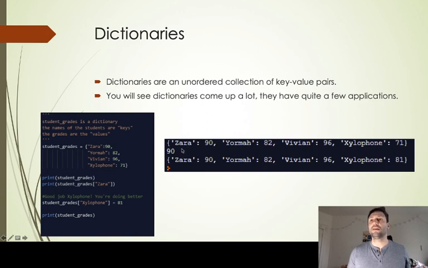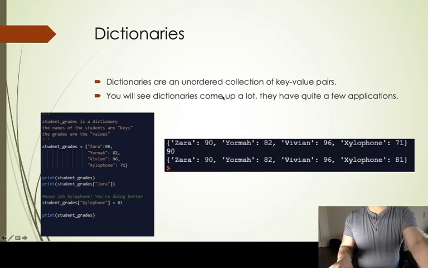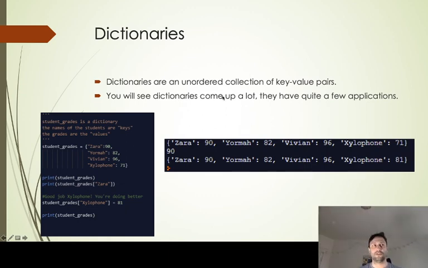in which case we'll print out 90. And then let's say Xylophone starts doing a little bit better, and Xylophone's grade goes up to 81. We can say student grades Xylophone gets 81, and then when we print student grades, you'll see that Xylophone is now a key to the value 81 in the dictionary student grades. So quite a cool data structure, used quite a lot.